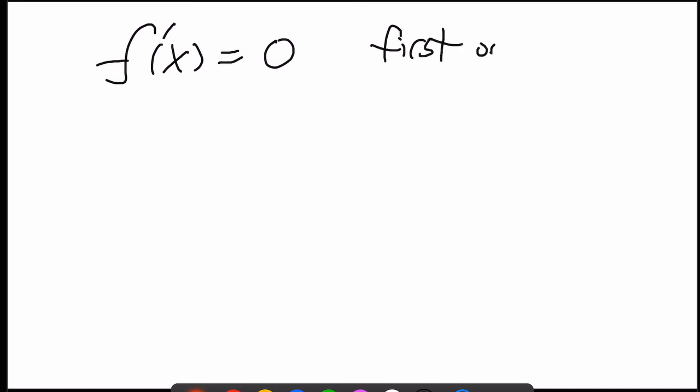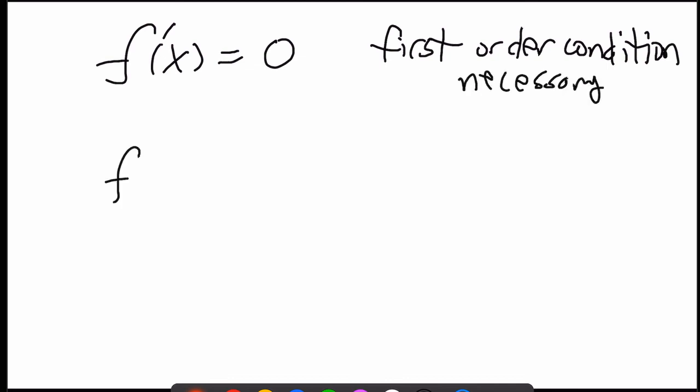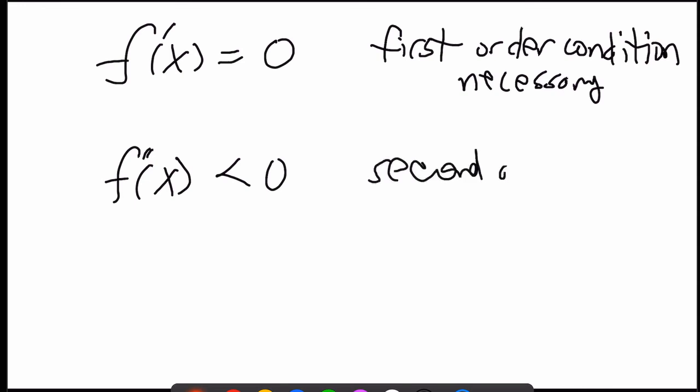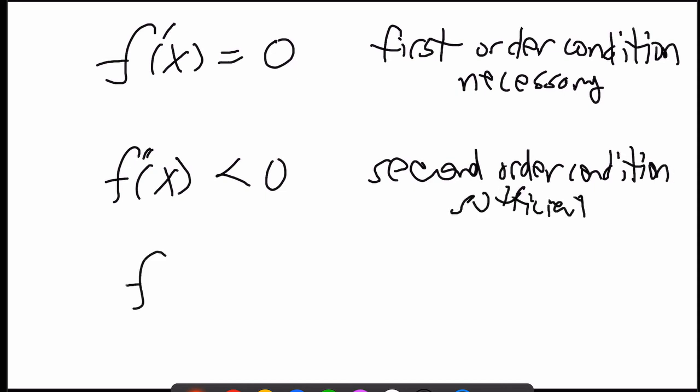Necessary and sufficient. We want the first derivative of the function to be equal to 0. That's the necessary, right? Sometimes called the first order condition, which is necessary. And we want the second derivative to be less than 0, okay, which is the second order condition, which is sufficient. Now, what happens if the second derivative equals 0?